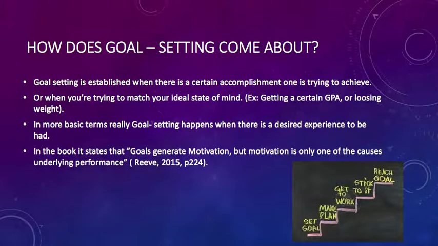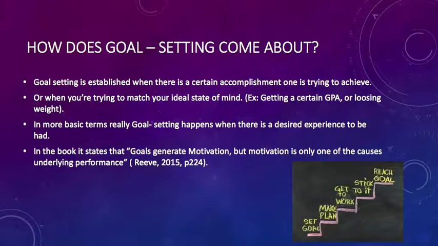The next slide is how does goal setting come about, or how does it start? Goal setting is established when there is a certain accomplishment one's trying to achieve, or when you're trying to match your ideal state of mind. Two examples I chose were getting a certain GPA or losing weight, and I will actually go into detail more later about one of those. In more basic terms, goal setting happens when there's a desired experience to be had.